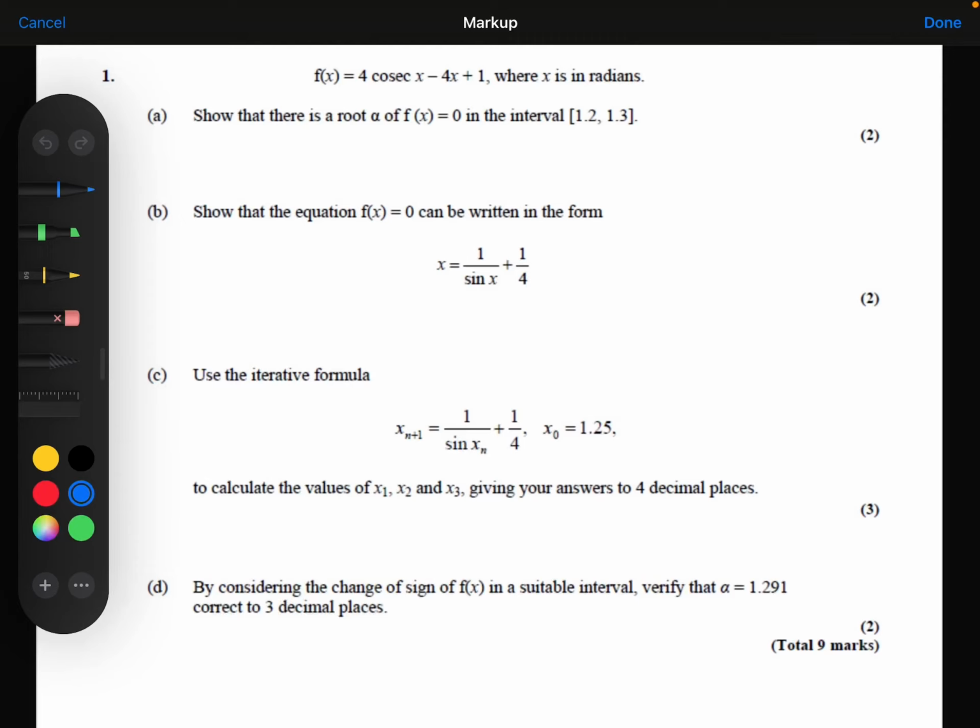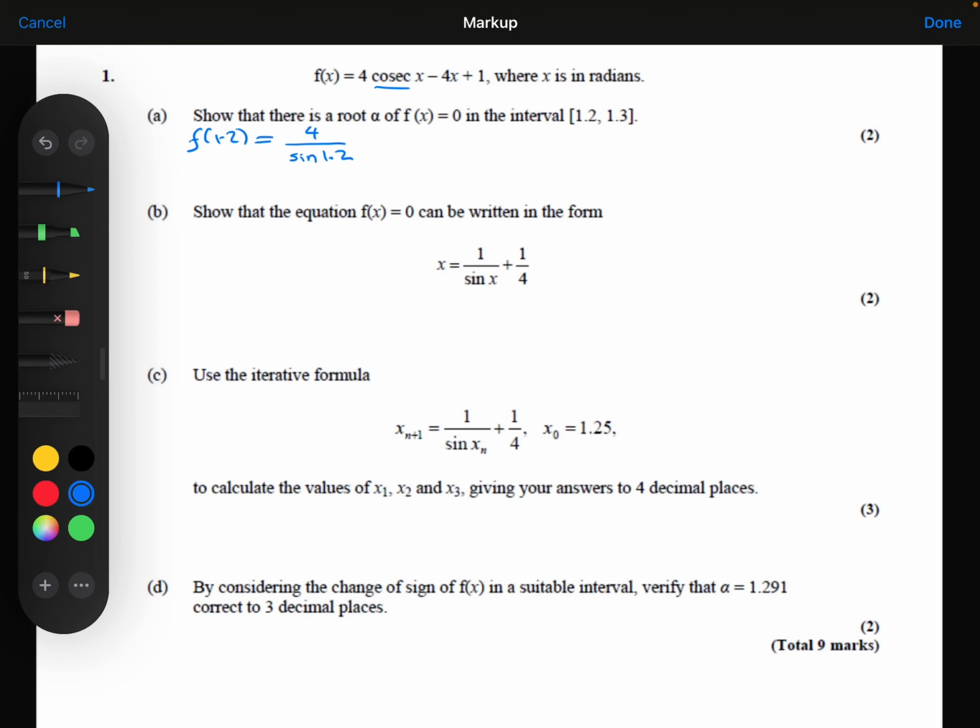f of x is equal to 4 cosec x minus 4x plus 1, where x is in radians. Part A, show that there is a root alpha of f of x equals 0 in the interval between 1.2 and 1.3. So first let's substitute 1.2 into the function. Obviously I can't really substitute it into cosec, but I can write 4 cosec as being 4 over sine.